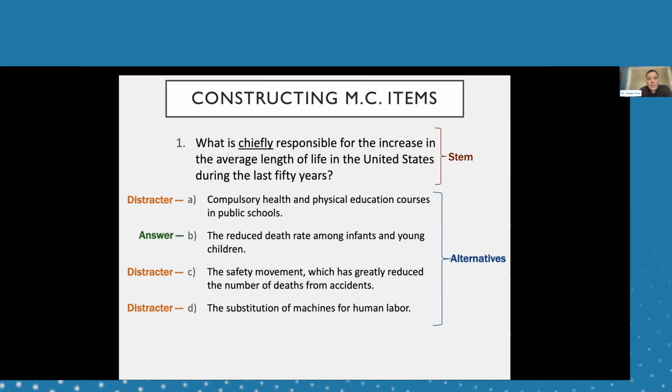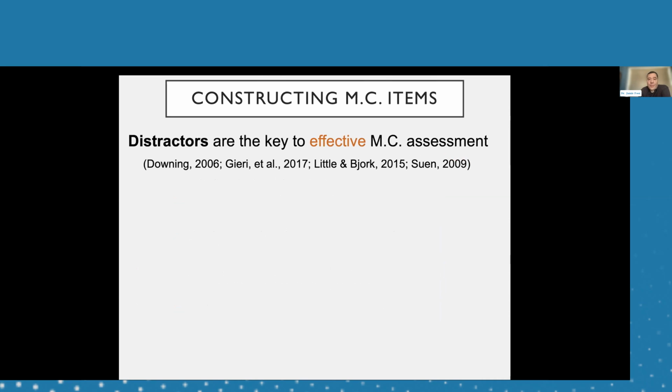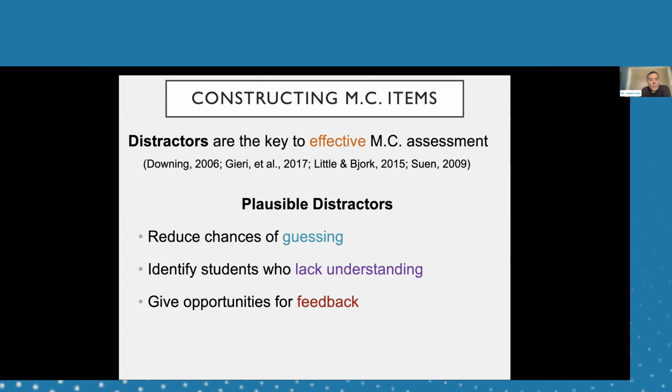So here's the key to writing a good multiple choice question. We have the stem, which is the question itself, that has to be well written. We have the answer that matches what is chiefly responsible, but the distractors need to be plausible. In this case, all 3 of these distractors contribute to an increase in life expectancy, but not at the rate that the reduction in infant and young children deaths did. So plausible distractors are the key to effective multiple choice assessments. There's been a lot of research on just how important the distractors are to these types of questions. When we have plausible distractors, it reduces the chance of guessing.